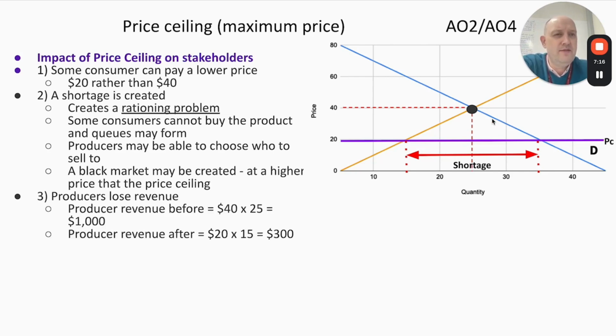Next up, we can see that producers lose revenue. So at the previous equilibrium of 40, 25, the producer revenue was $40 times 25, which is $1,000. But after the price ceiling, they can now sell at 20 and they're only willing to sell 15. So therefore the producer revenue will go down to $300. So producers are selling less and they're selling at a lower price. So clearly producers are being harmed by the price ceiling.